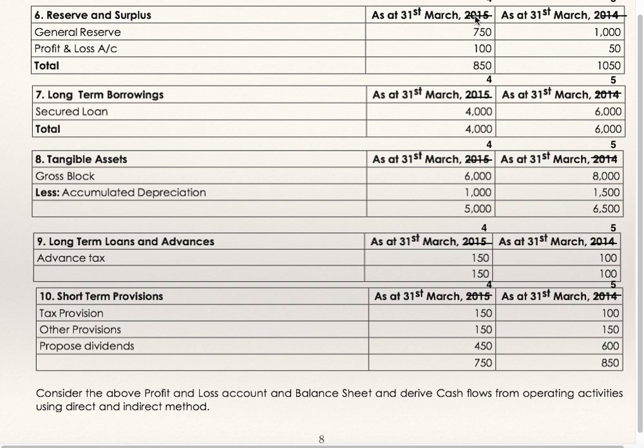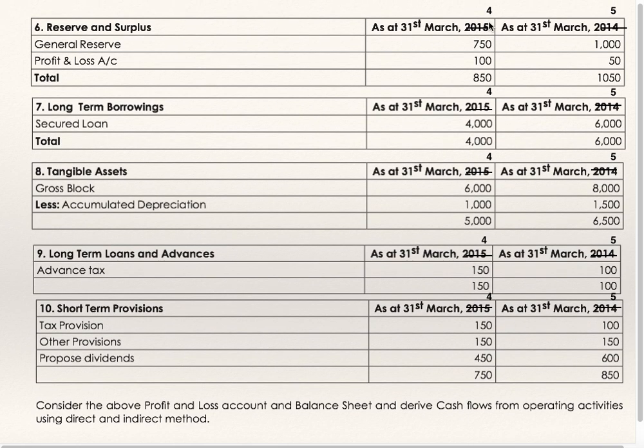Again make changes. First column is 2014 and second column is 2015. That is, first column is opening balance and second column is closing balance. General reserve, profit and loss account. Long-term borrowings, secured loan. Note number 8, tangible assets, you have gross block minus accumulated depreciation, net block. Long-term loans and advances, in this you have advance tax.